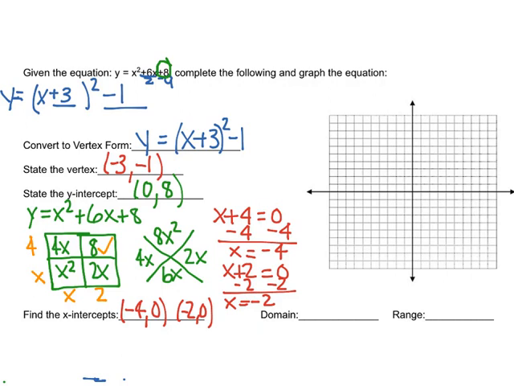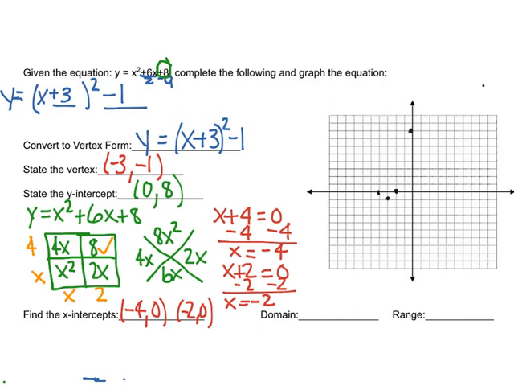So now what we have is enough information in order to be able to graph our quadratic. So what I'm going to do is first plot my vertex. So I'm going to plot negative 3, comma negative 1. So that's going to be this point right here. And then I have negative 4, comma 0 and negative 2, comma 0 as my x-intercepts, so I can go ahead and plot those. And then I also have my y-intercept of 8. So 1, 2, 3, 4, 6, 7, 8. So that's going to be right here.